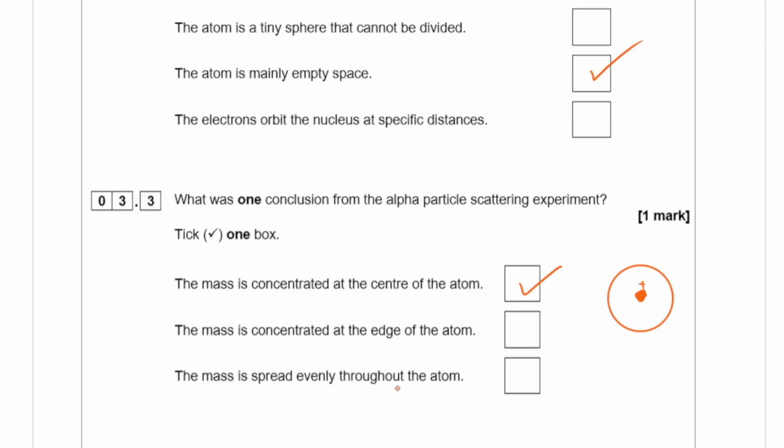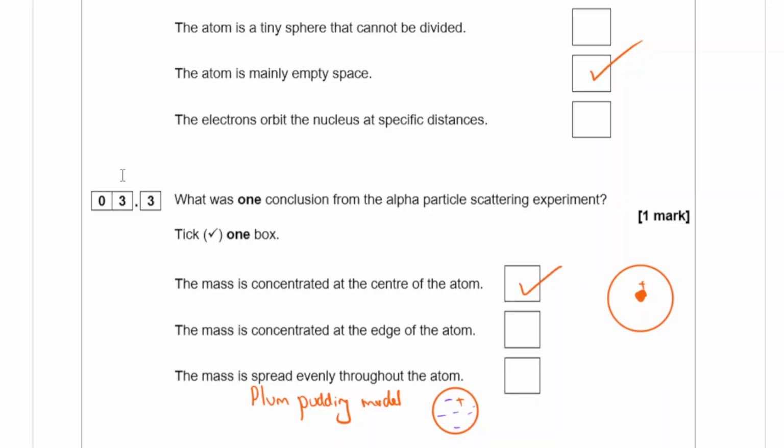Now, the mass is spread evenly throughout the atom. That's actually the plum pudding model, where you've got the atom, or the entire thing, positively charged, and you've got electrons embedded in that, right?